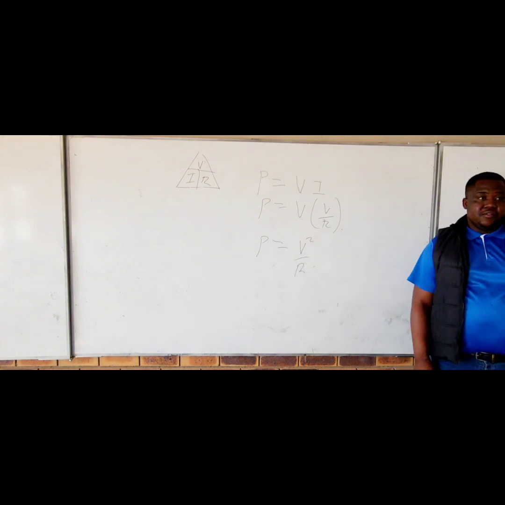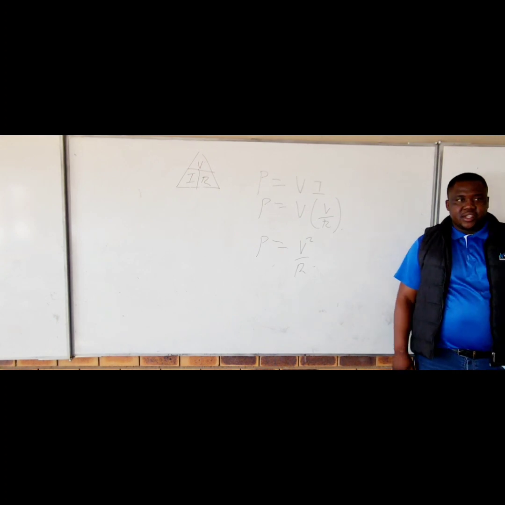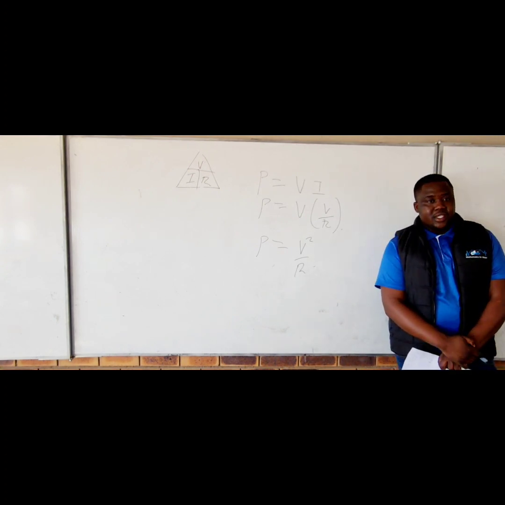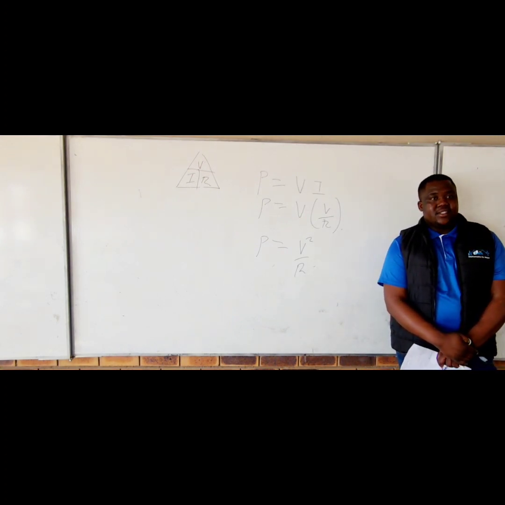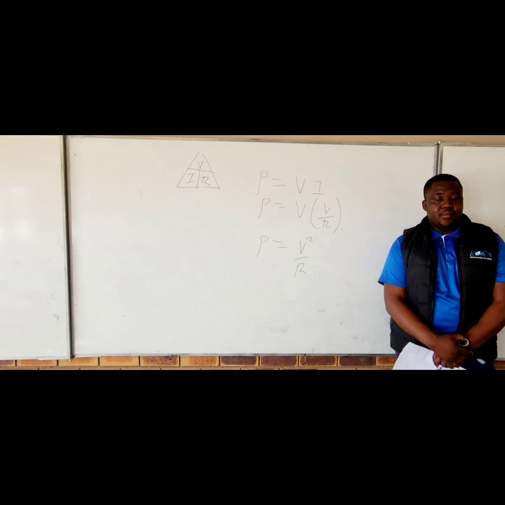P stands for power. We're just moving. So now we're about to introduce the internal resistance, the grade 12 electric circuit, with the information that we just had from what you already know.